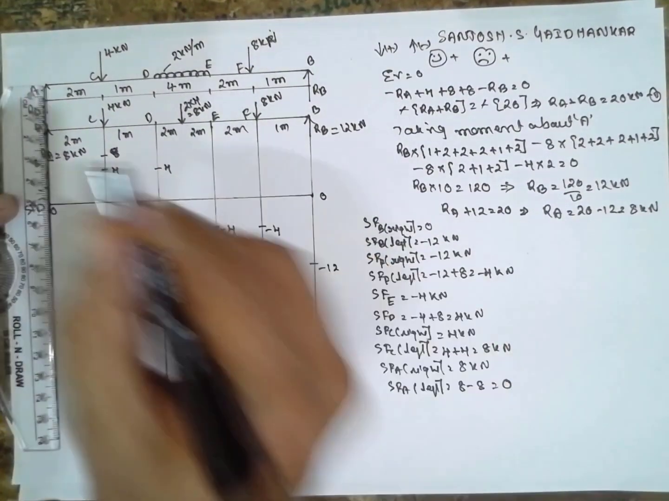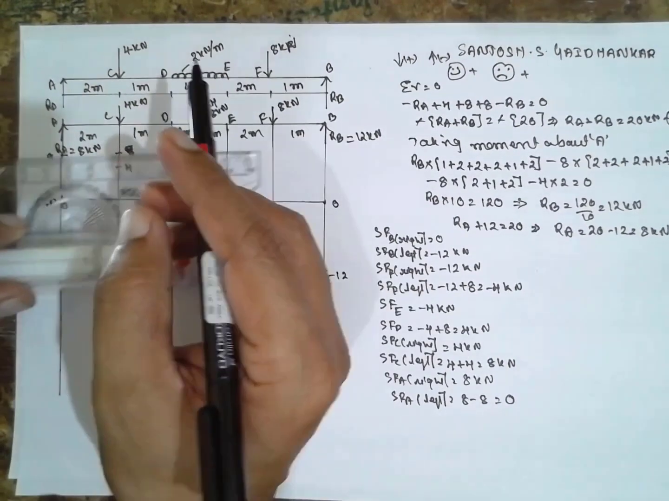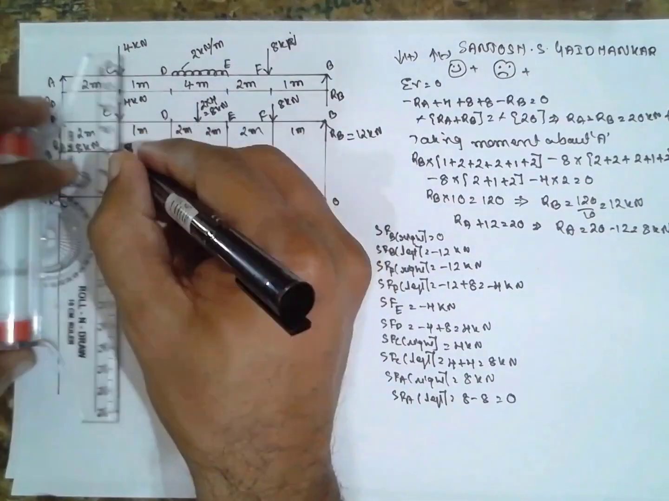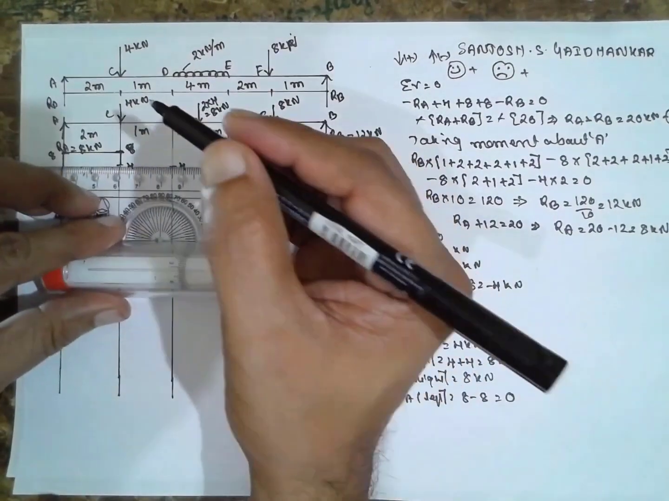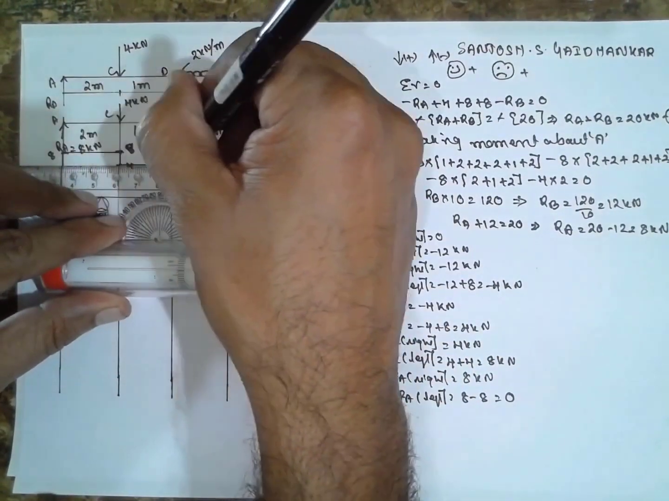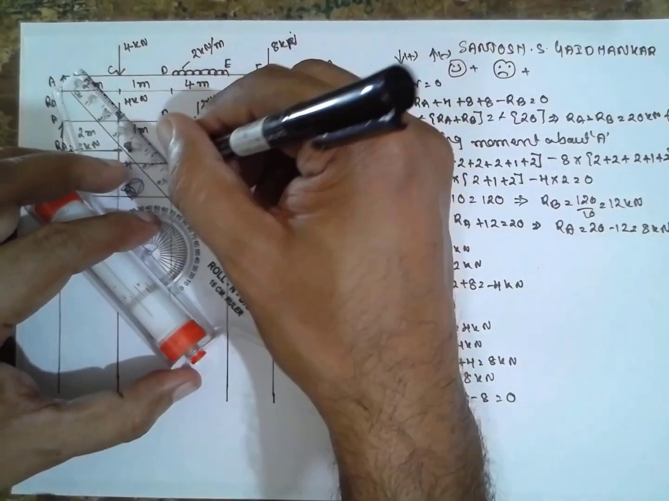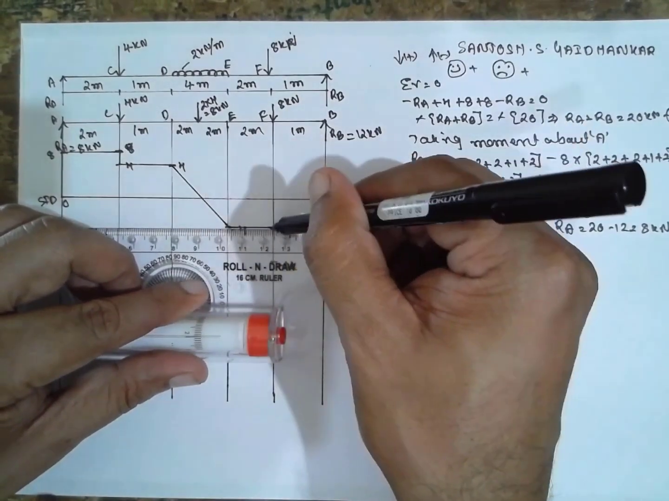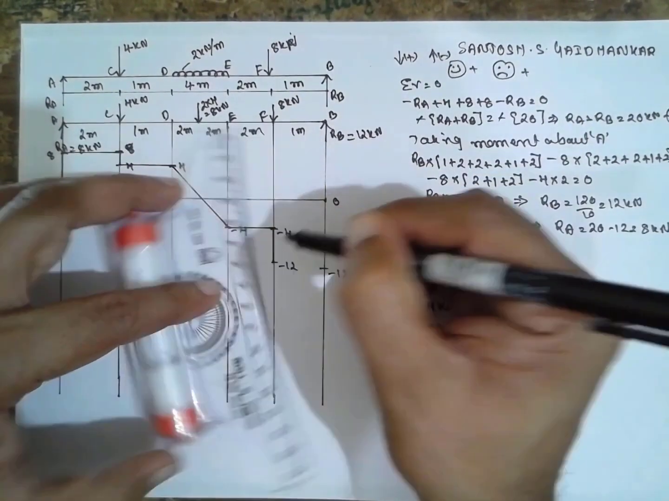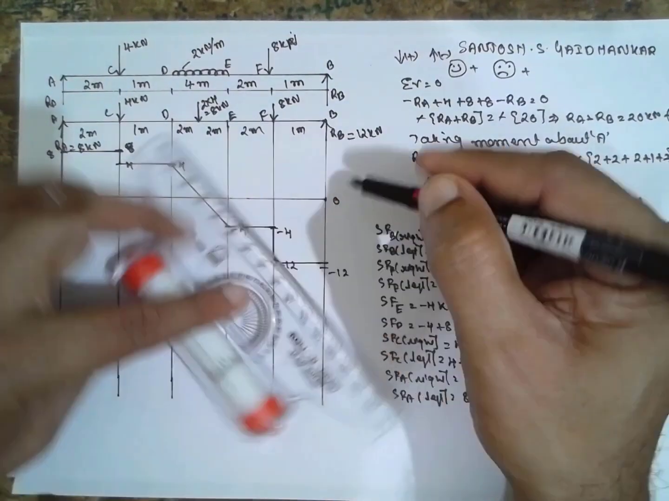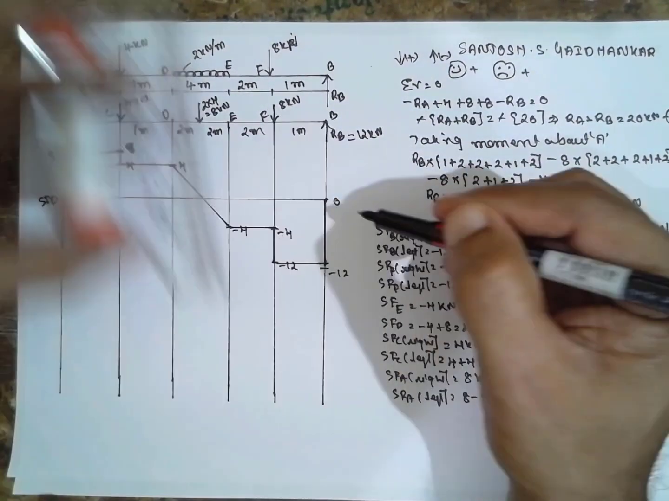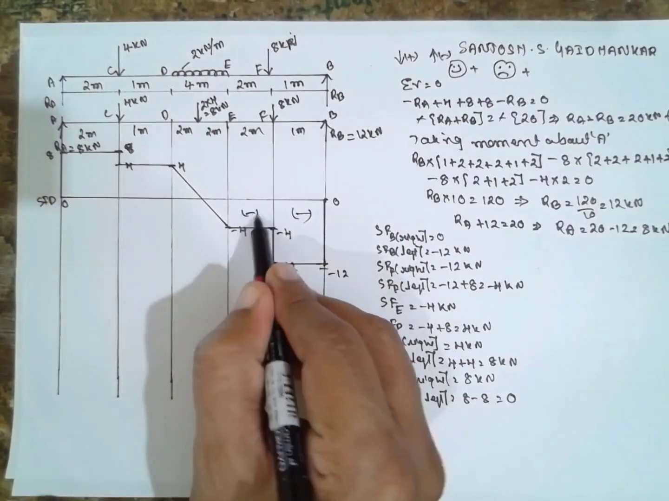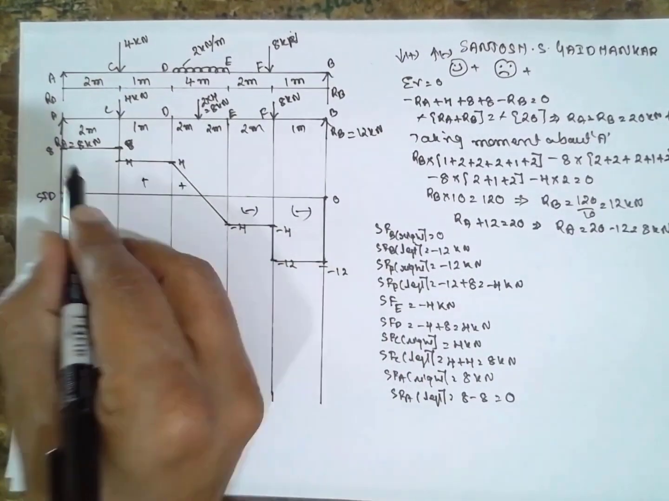Now draw the line, a straight line, a downward straight line because there is no UDL here. If it is UDL, an inclined line. Again there is a straight line. Now this is the shear force diagram. Negative, negative, positive, positive, positive.